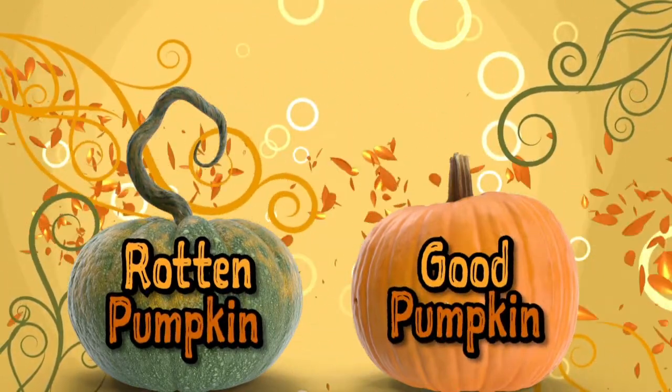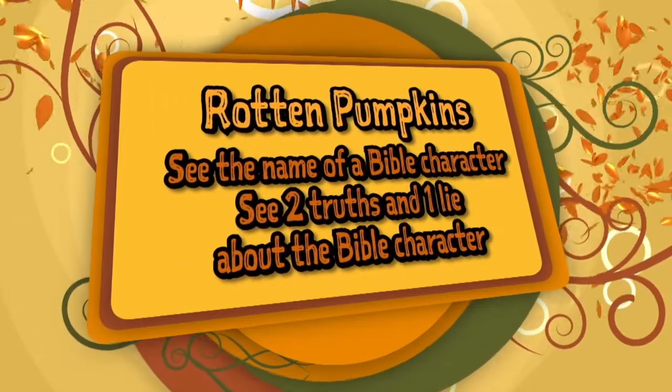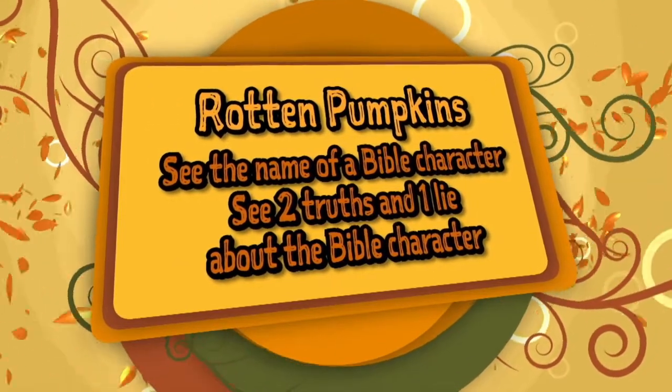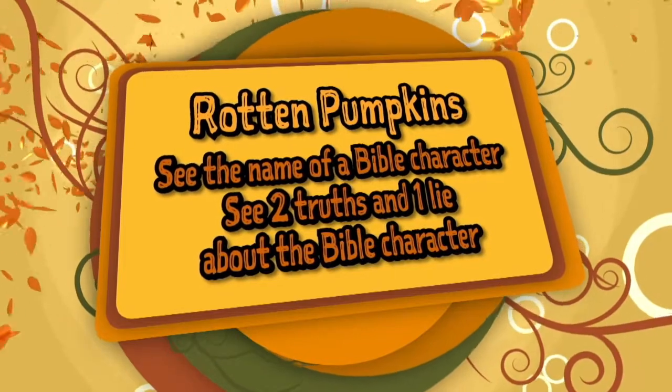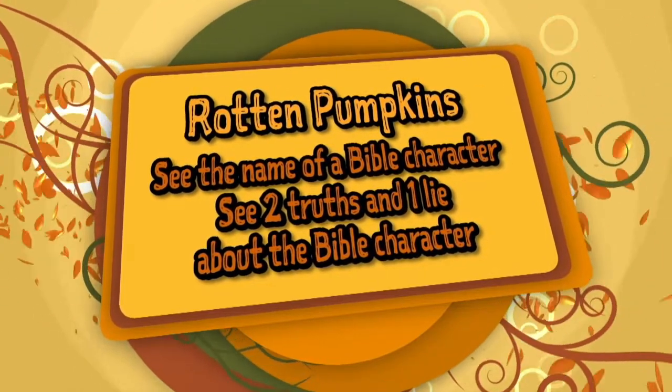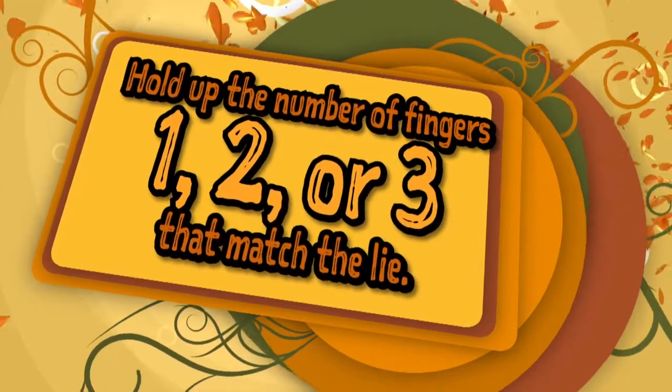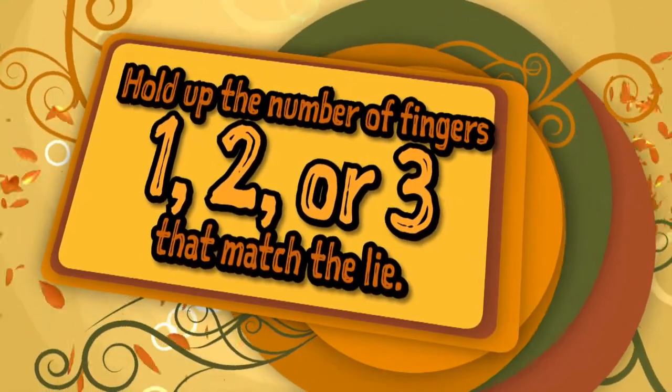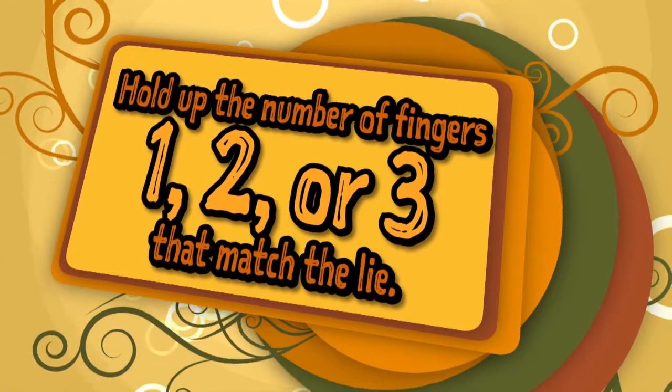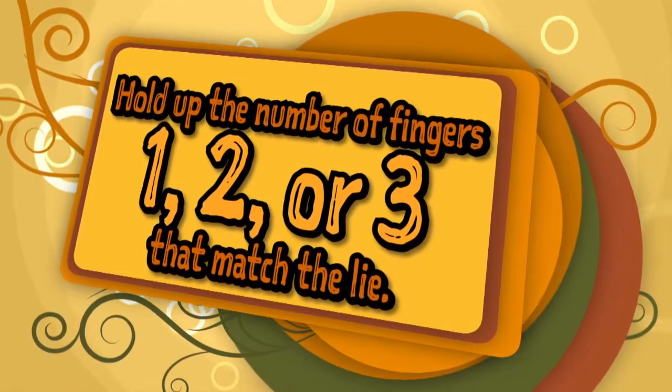a good pumpkin. The rules are simple. I'll give you the name of a Bible character, then I'll show you three pumpkins with facts about that Bible character. Two of these facts will be true, but one will not be. That's the rotten pumpkin. All you have to do is hold up the number of fingers for the pumpkin you think is rotten. One, two, or three. Easy enough, right? All right, let's go.